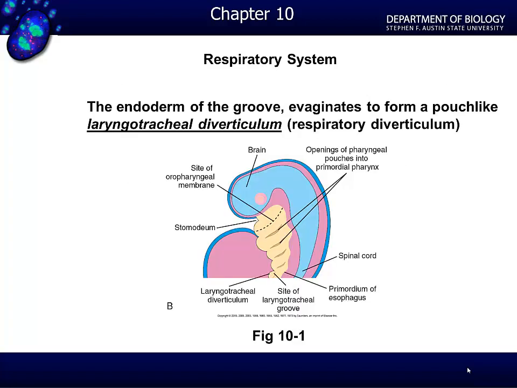So here we're going to see at the very lower part, the laryngotracheal diverticulum. This is going to be connected to the laryngotracheal tube, the laryngotracheal groove that we saw earlier. And this is how we're going to access our respiratory tract from the foregut. So you can call this the laryngotracheal diverticulum.